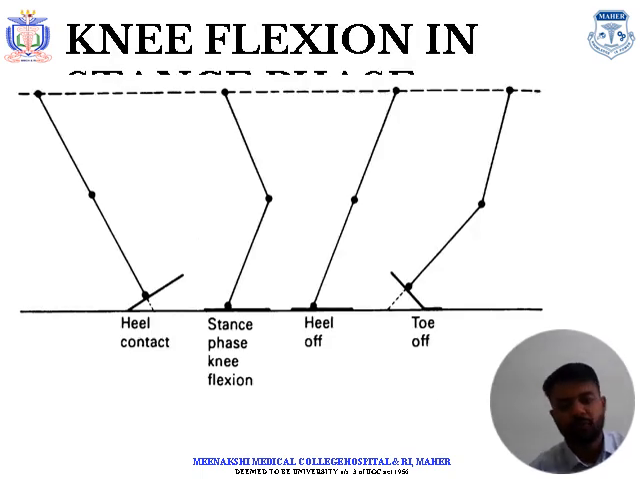Knee flexion, as I told before, will be in two phases: the stance phase and the toe off phase. In all the other phases, the knee will be straight. As you can see in the image, the center point is the knee.